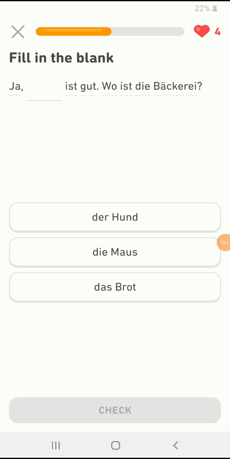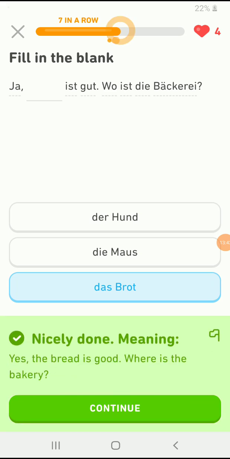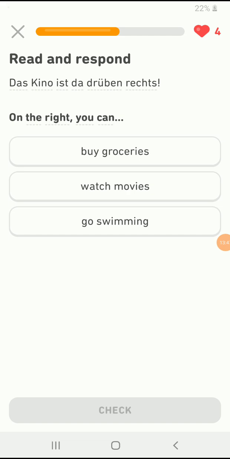Ja, ist gut. Wo ist die Bäckerei? Das Brot, ja, das Brot. It means the bread is good because what can you find in a bakery? Of course, such thing as bread, like a loaf or a baguette and so on. Ja, das Brot ist gut. Wo ist die Bäckerei?